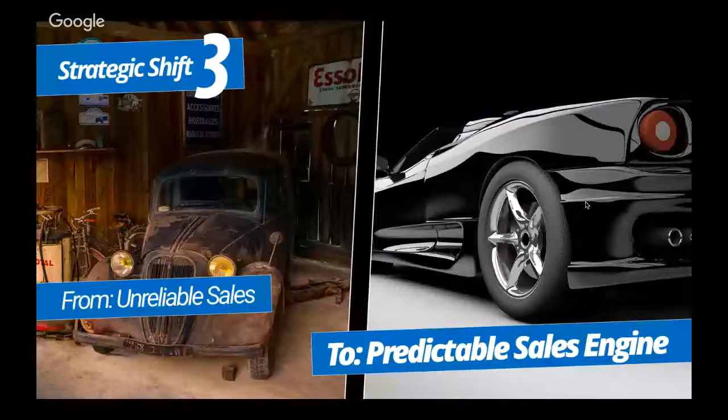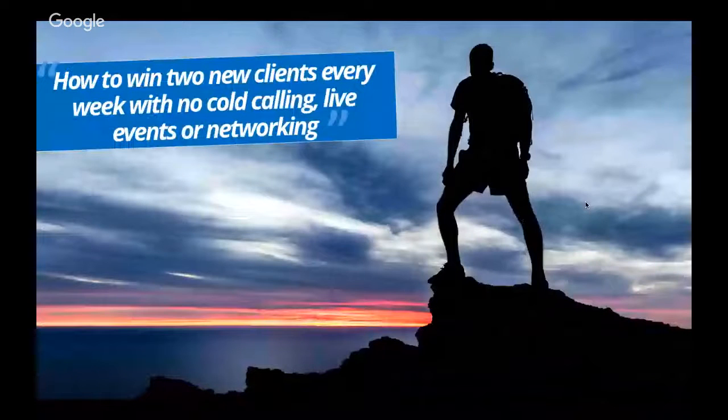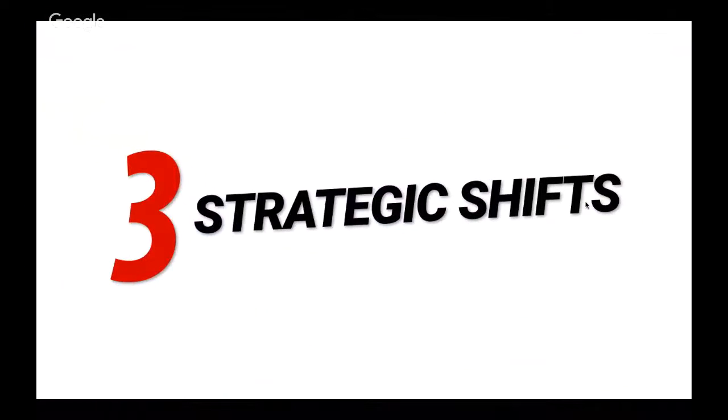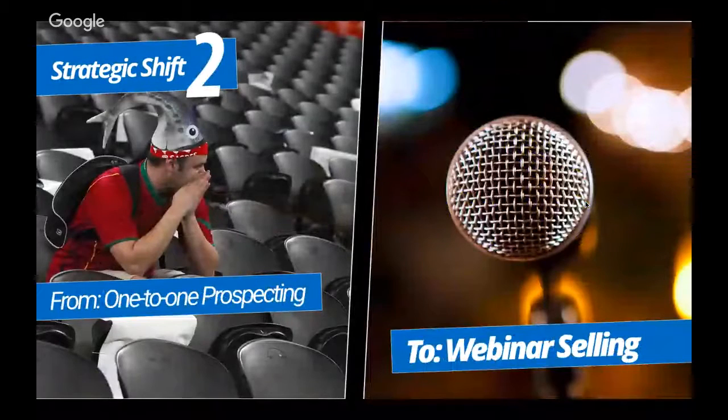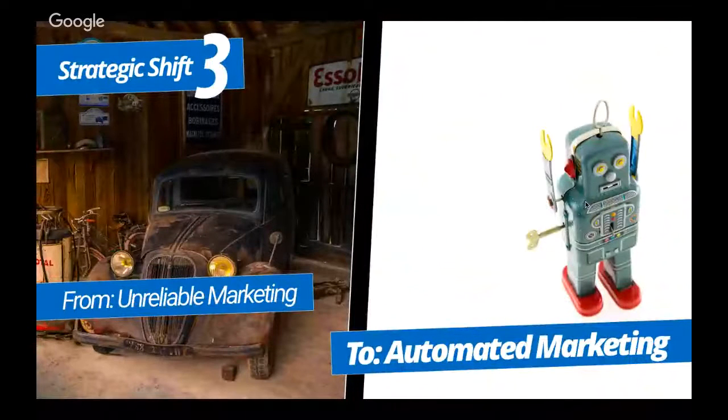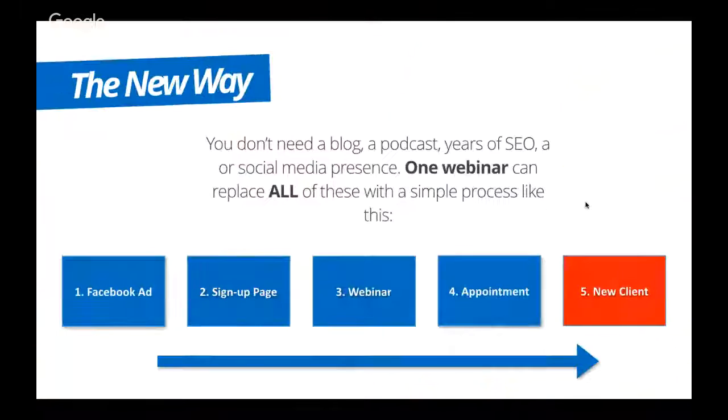Okay, so here are the 3 shifts again. We'll go through the 3 shifts, but really what I've told you now is how to win clients on a predictable basis. So here are the 3 shifts. You've got to go from manual prospecting to scalable traffic source. You've got to go from one-on-one prospecting to webinar selling. You've got to go from unreliable marketing to automated marketing.